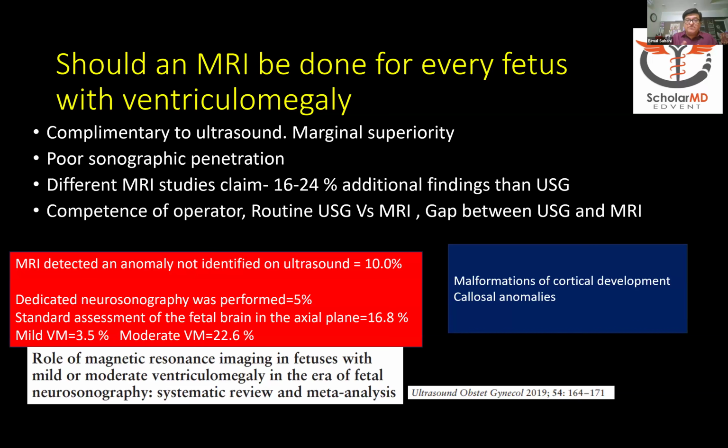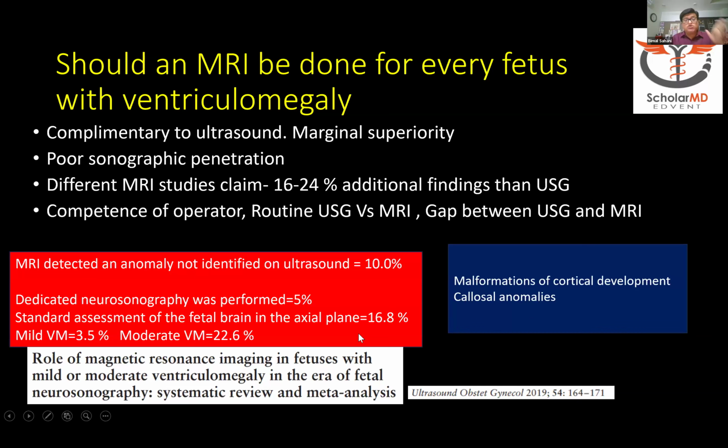But if you would have done an ultrasound also at that time, probably you would have also picked up on ultrasound. Hence, this good study showed the role of magnetic imaging. They found that when a dedicated neurosonography was performed, additional findings were seen on MRI in only 5% of the cases, but only when a standard assessment of the fetal brain was done in the axial plane, then 16.8% of the cases had additional findings.